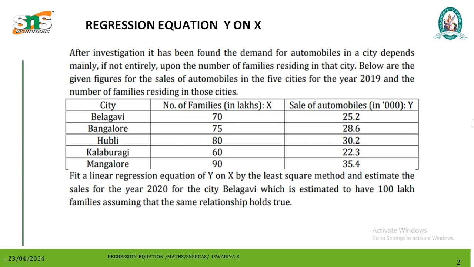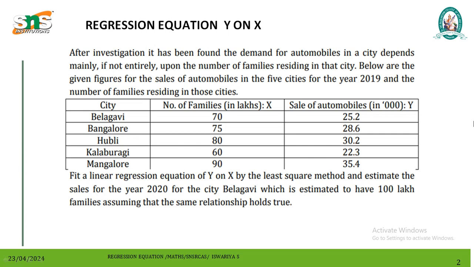After investigation, it has been found that the demand for automobiles in a city depends mainly, if not entirely, upon the number of families residing in that city. Below are the given figures for the sales of automobiles in five cities for the year 2019 and the number of families residing in those cities. So the data is given here.